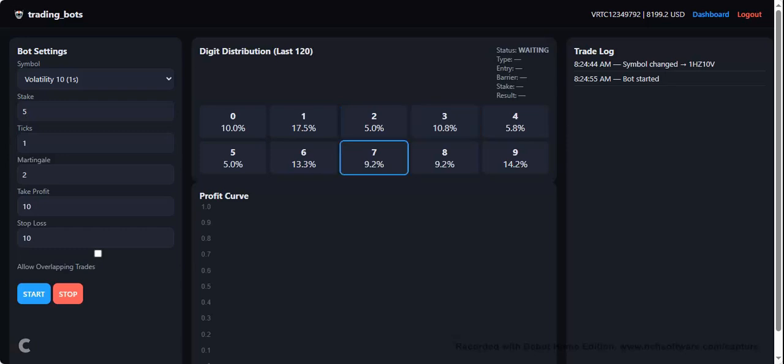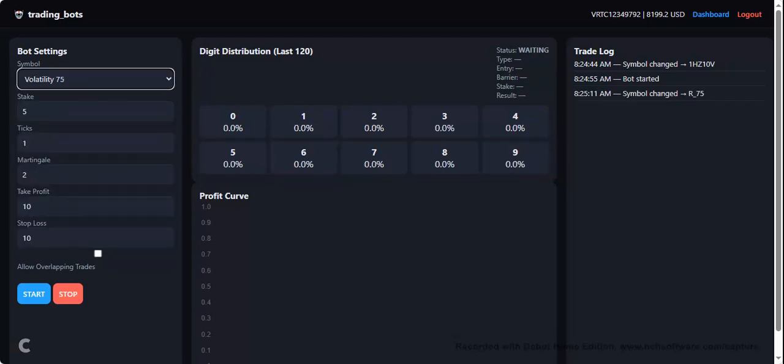Its core strategy is built around zone probability clustering. The bot monitors two critical zones, the 0-2 zone and the 7-9 zone. When the algorithm detects a statistical bias or clustering of digits within these zones, it prepares for potential breakout opportunities.